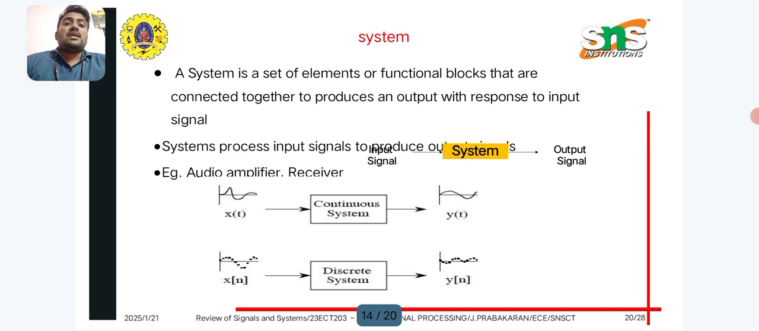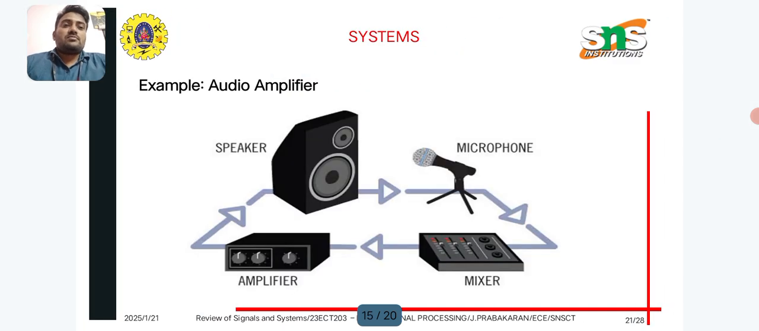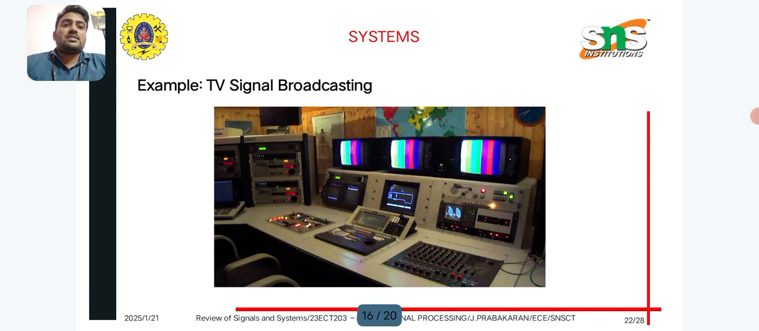Next is the system. A system is a set of elements or functional blocks that are connected together to produce an output with respect to the input signal. Here you can see a good example of a system. If the system input is analog, we get an analog output. In case of discrete input, we get a discrete output.